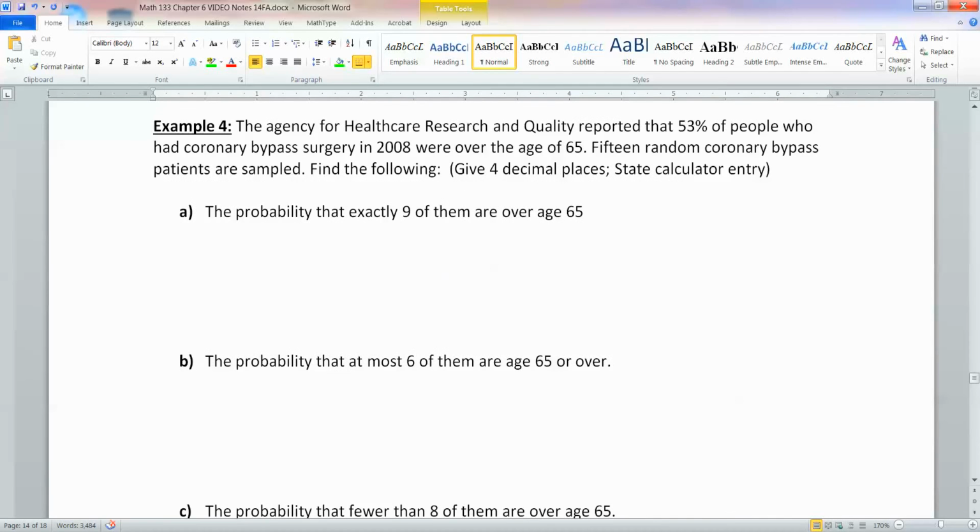So now let's take what we've just learned and let's apply it to a bigger problem, one that we wouldn't want to find the individual probabilities for because it's just too large.